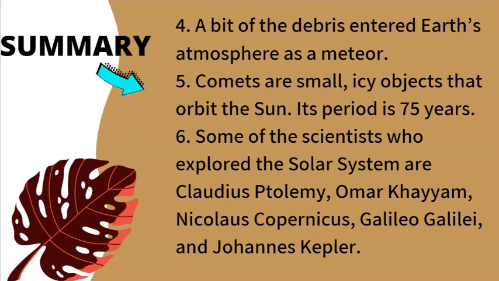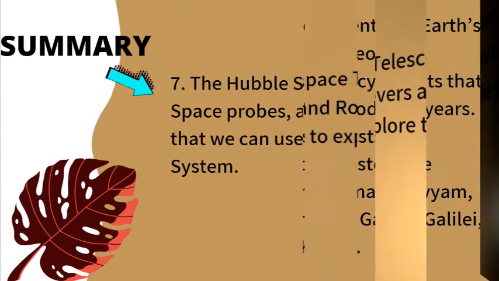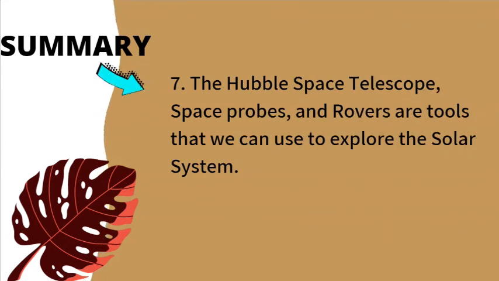Fourth, a bit of debris enters Earth's atmosphere as a meteor. Fifth, comets are small, icy objects that orbit the Sun. Its period is 75 years. Sixth, some of the scientists who explored the solar system are Claudius Ptolemy, Omar Khayyam, Nicolaus Copernicus, Galileo Galilei, and Johannes Kepler. Seventh, the Hubble Space Telescope, space probes, and rovers are tools that we can use to explore the solar system.